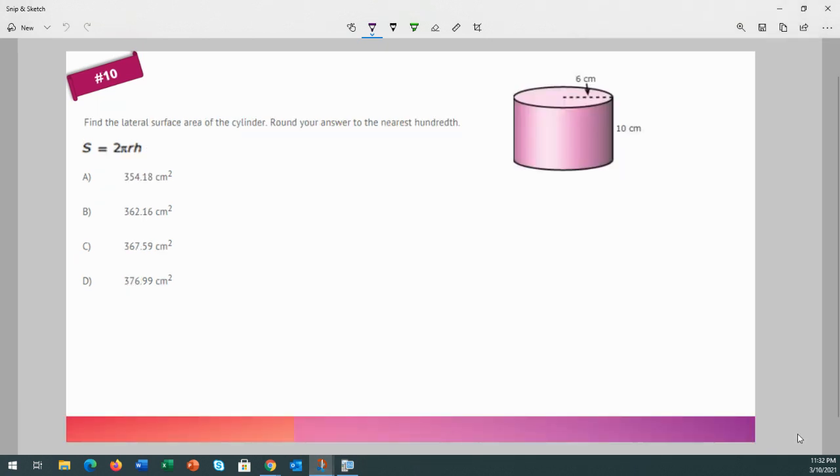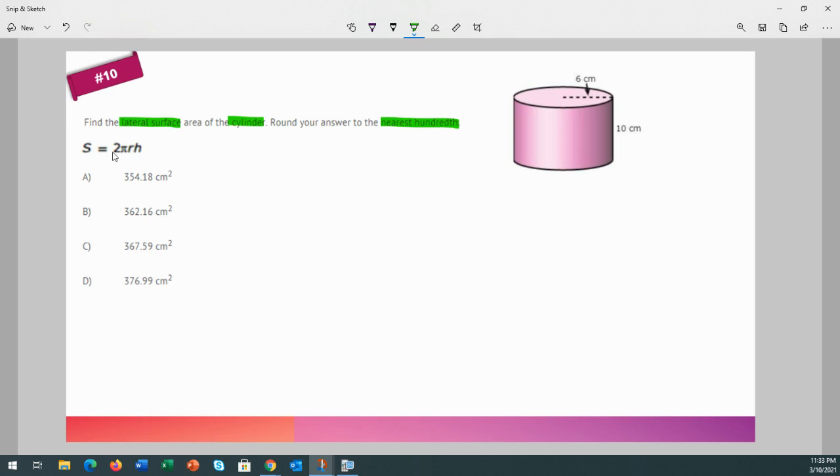All right, here we go. Last but not least, number 10. Whew, this video is long, but if you're still here with me, you're going to be glad you watched it. Number 10, find the lateral surface area of the cylinder. So remember, lateral is just around the outsides. Lateral surface area is like the paper wrapping on a can of soup, right? The paper wrapper doesn't cover the top and the bottom. So this is like we're finding how big the paper wrapper is on this thing. So the lateral surface area of the cylinder, round your answer to the nearest hundredth.